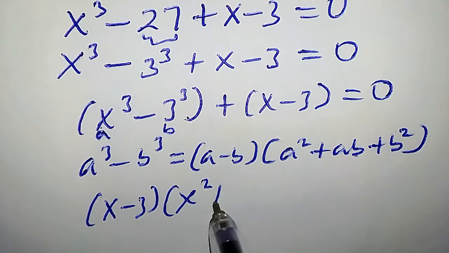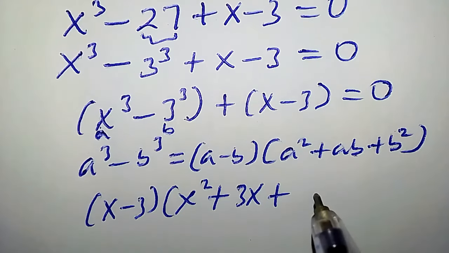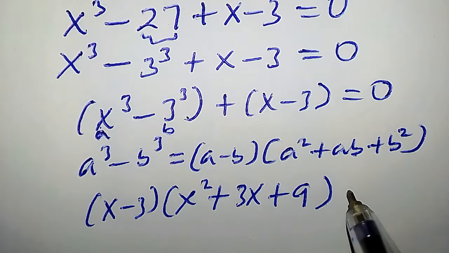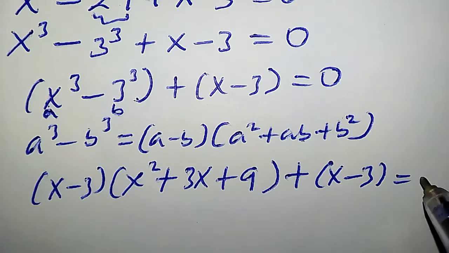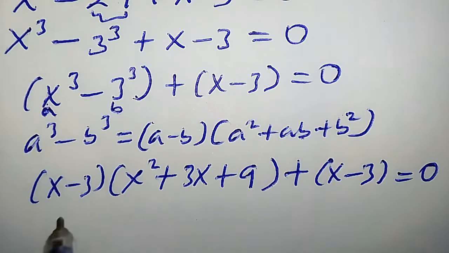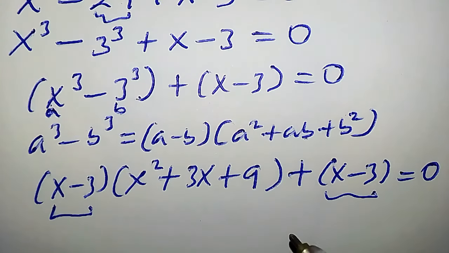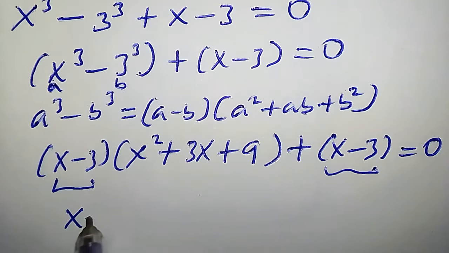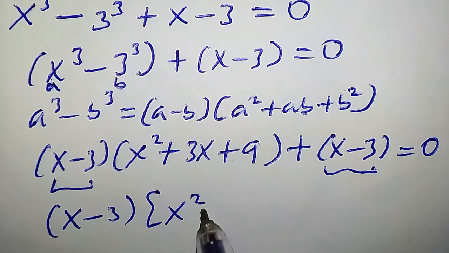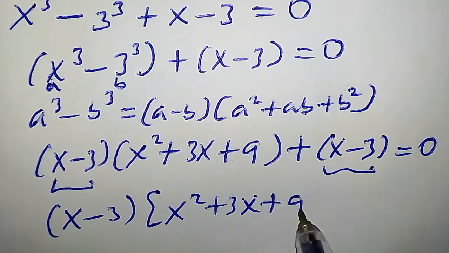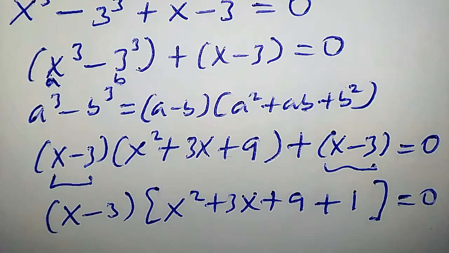So, from here, we're going to have x minus 3 times x square plus 3 times x, that is 3x, plus 3 square, that is 9, plus this other term, x minus 3, equals 0. You will observe that we have x minus 3 here, likewise here. So, we can pull it out. So, this implies that we have x minus 3 into x squared plus 3x plus 9 plus 1 equals 0.